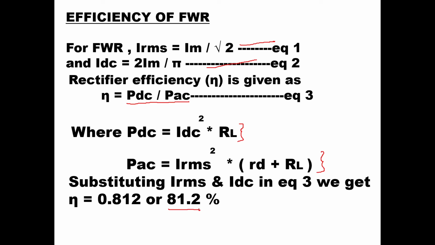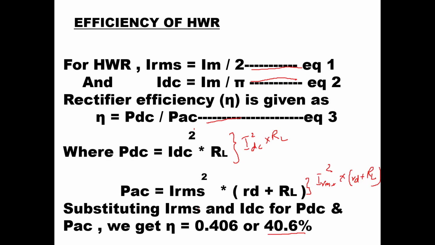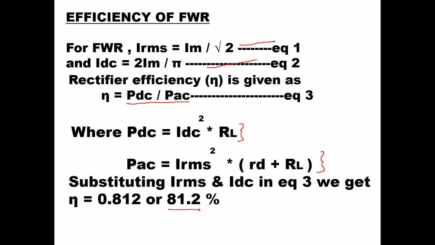Now this is more as compared to the half wave rectifier efficiency. If you see the half wave rectifier, it was 40.6% efficiency, meaning that much conversion from AC to DC was done. And if you see the full wave, it is 81.2%. So here the efficiency is more as compared to the half wave rectifier.